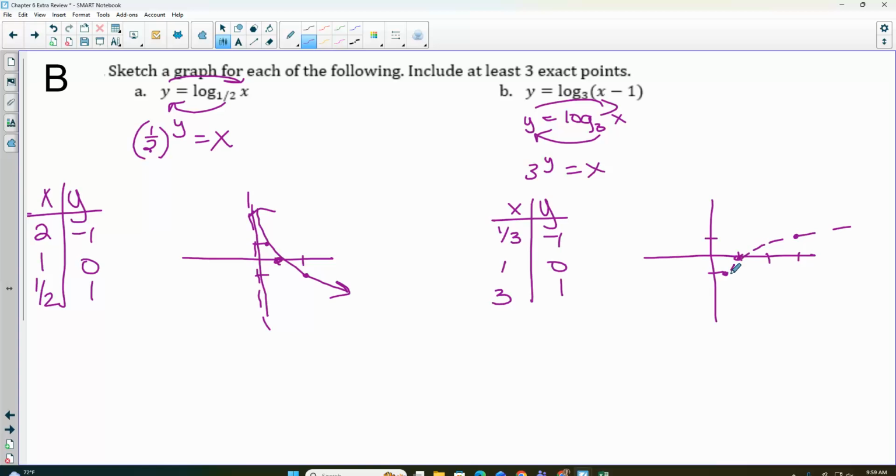Now, looking back at the original, what would this -1 do to our graph? When you move, you can't just move the points. What else gets shifted over? The asymptote. So you should plot your vertical asymptote at +1. And the graph should look like that. Any questions there?